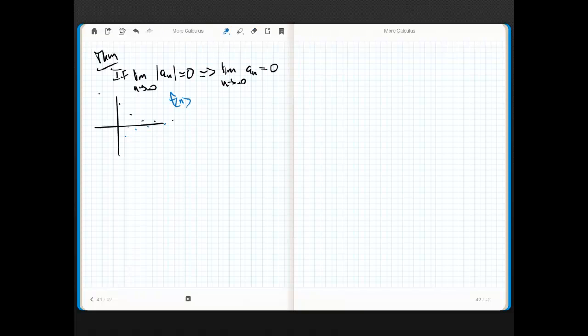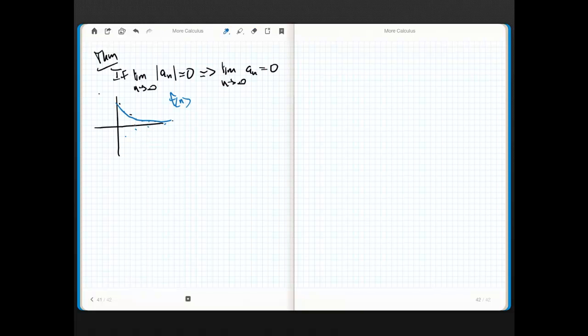If I take the absolute value of that, what happens? These negative terms would flip up here and become positive. And what we end up with is this nice value heading towards 0. That's a cool little graphical example of why that happens.